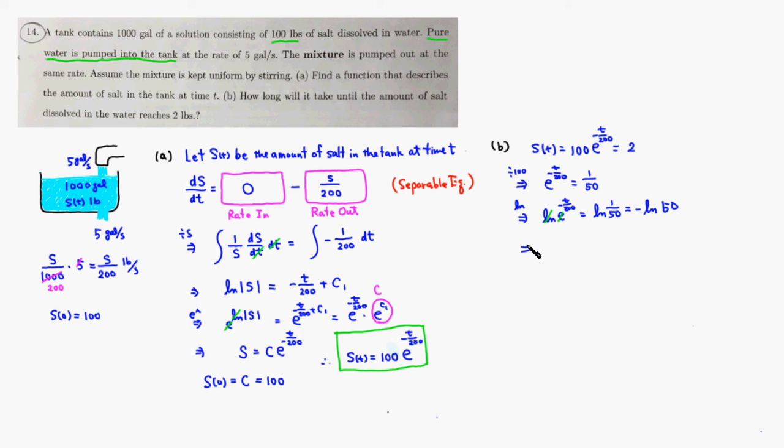So what you can do is multiply both sides by negative 200. That way we get t is equal to, the negatives cancel out, 200 times the natural log of 50. This is in seconds, maybe I should say seconds. If you compute that, this is about, if you approximate it on a calculator or something, maybe I'll bring out the calculator.